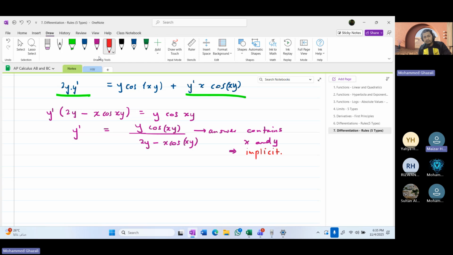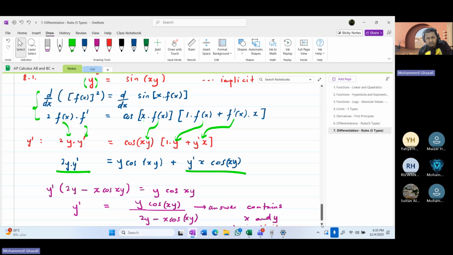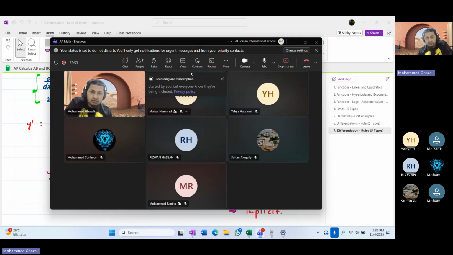Mister, I sent you a question in the chat for the implicit. Can you solve it? Okay, I will do that question. I hope it's not finding equation of tangent lines and stuff. No, no, no, no, no. Okay, see it. I will have a look at it.